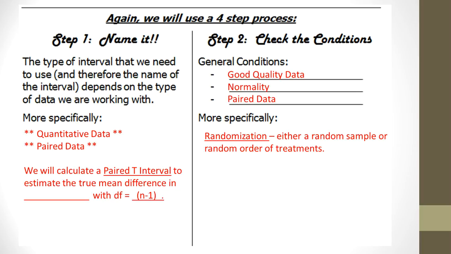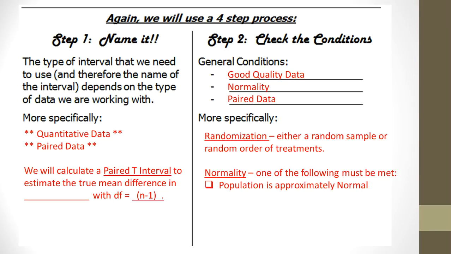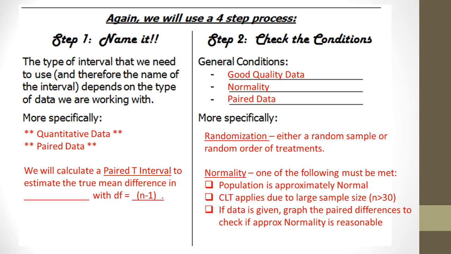With quantitative data, we need to check with normality. And remember, with normality, one of the following must be met. Either the population is stated normal, or we have a large enough sample size that the central limit theorem applies, or, and most often the case in this situation, we actually have to graph the data to see if normality is reasonable.